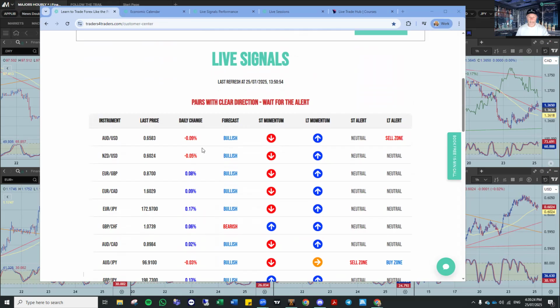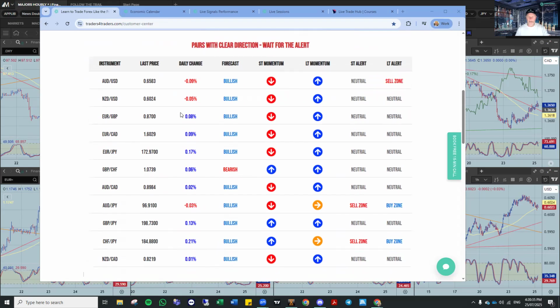Now, underneath that, we've got our live signals, right? These are the key signals where we are focusing on the pairs with clear direction, all right? And the main aim is, and this is where a lot of traders get it wrong, they find that at the moment we've got a lot of pairs which do have clear direction, which is good, right? You should be looking at those, but should you be trading them? Well, right now at the end of the Asian session, no, not at all, right?